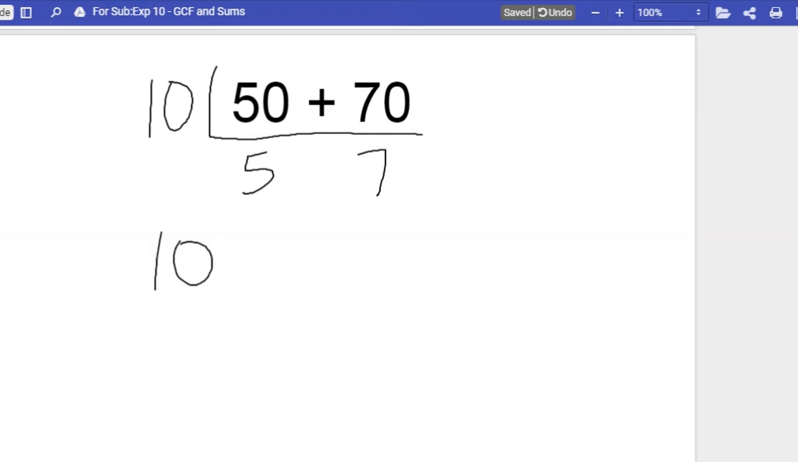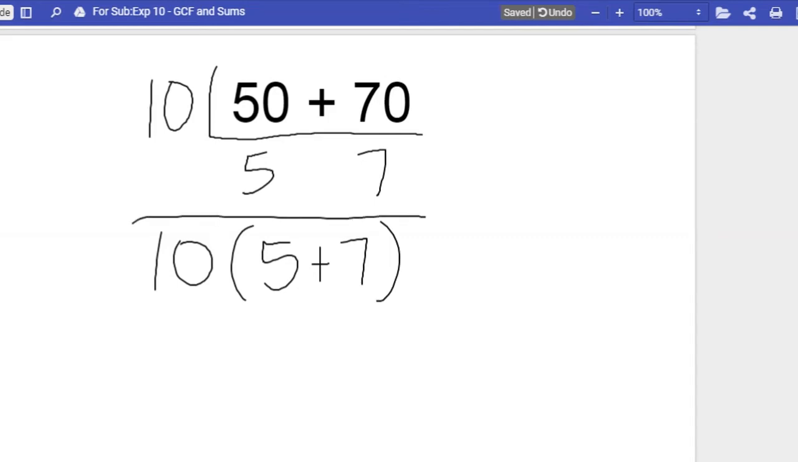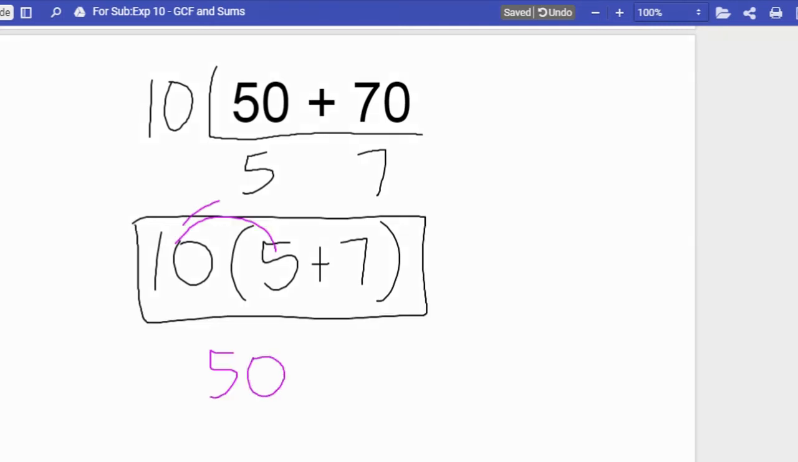And our sum is that 5 plus 7. So this is our answer, but we can always check it. When we distribute, 10 times 5 is 50. 10 times 7 is 70. So yep, it's equivalent. So my answer right here of 10 parentheses 5 plus 7 is correct.